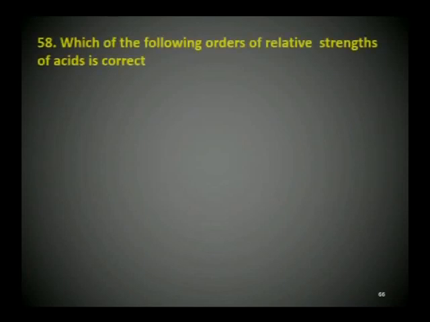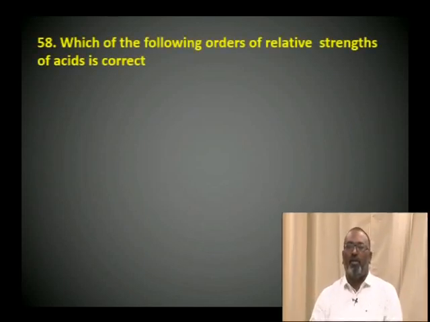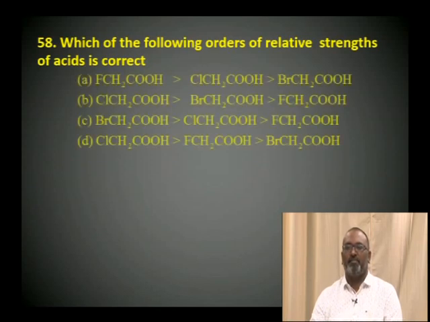Question number 58. Which of the following orders of relative strengths of acids is correct? Here you can see there are four options given. They are related to fluoroacetic acid, chloroacetic acid and bromoacetic acid. So if you see the options A, B, C, D, we can go for the explanation.